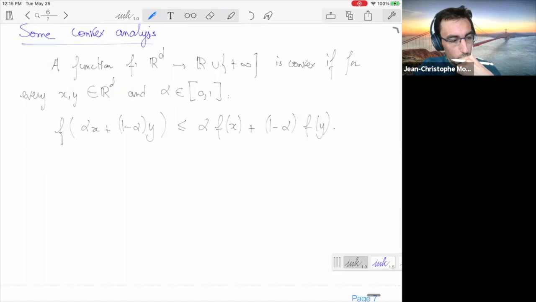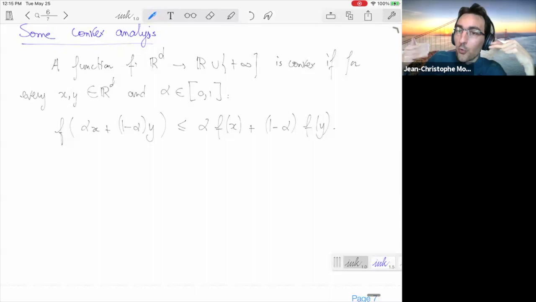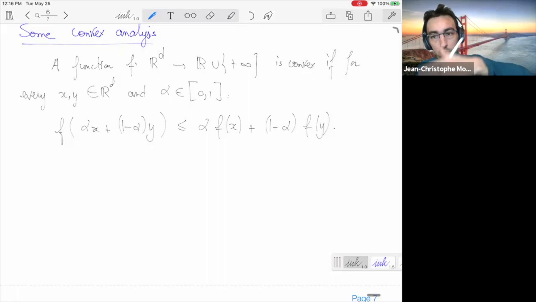So yeah, the one thing which is convenient with allowing the function to take the value plus infinity is that I can always pretend my function is defined everywhere on R^D. And then you can think of the true domain, or the effective domain, as it's called, of the function as those points x for which f of x is finite. So if you take a convex function on a convex set, a subset of R^D, you can always define it to be plus infinity outside, and this will be a convex extension. So you can go from one to the other without loss of generality.